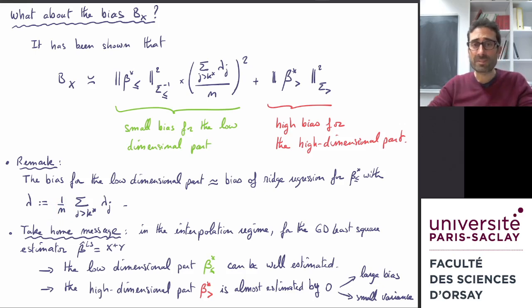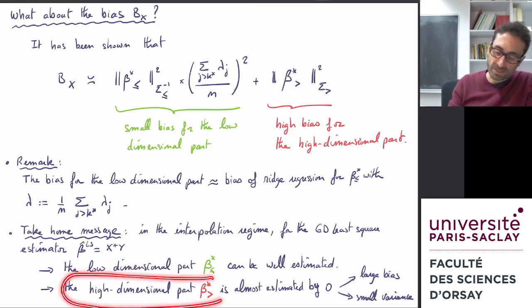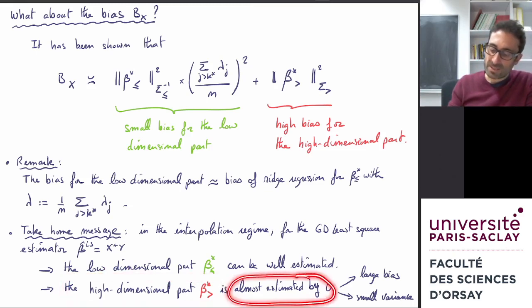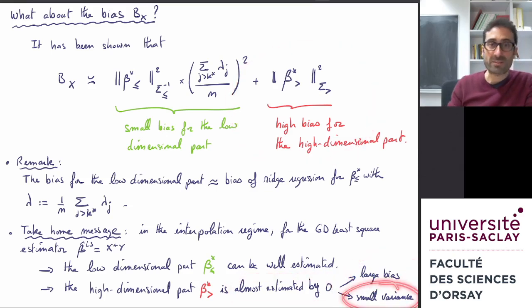So what is the take-home message for today? What we have seen is that in the interpolation regime, the gradient descent least square estimator has a behavior where we can distinguish what happens for the low dimensional part and the high dimensional part. For the low dimensional part, you can estimate it well, because you will have a small bias and a small variance, because it is like k over n, and k is small compared to n. But for the high dimensional part, you will estimate it essentially by 0. So you will have a large bias from here, but you will have a small variance, as we have seen before.